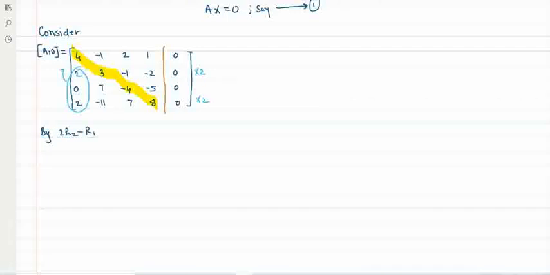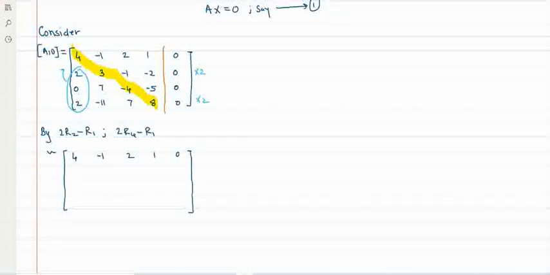2R2 minus R1, and 2R4 minus R1. The third row has no change. So the new equivalent matrix: first row, 4, minus 1, 2, 1 and 0. You may continue with your transformation. Multiply by 2 and subtract.